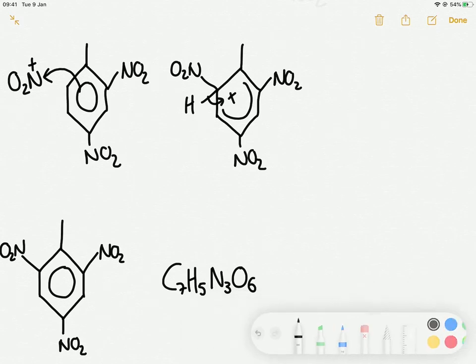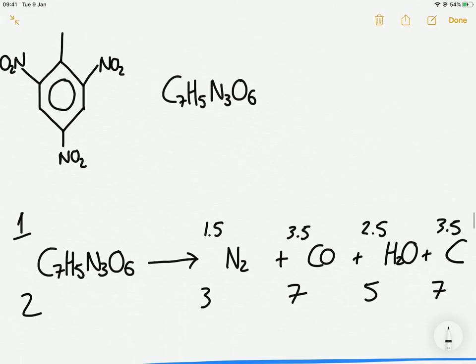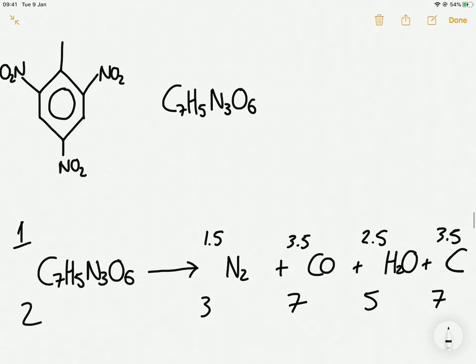So then, if you had to go at this, the balancing's a little bit awkward. 1 mole of TNT would make all these slightly awkward numbers. You might have found it easier to double everything and have 2, 3, 7, 5, 7. Doesn't matter which way around it's done, they're both correct, but it looks a little inelegant when you've got all these 1.5s, 3.5s and all that kind of stuff. So doubling it does make it look a little bit nicer.